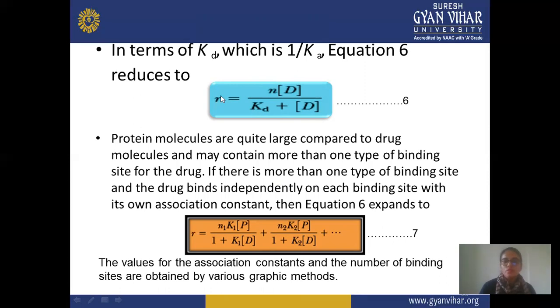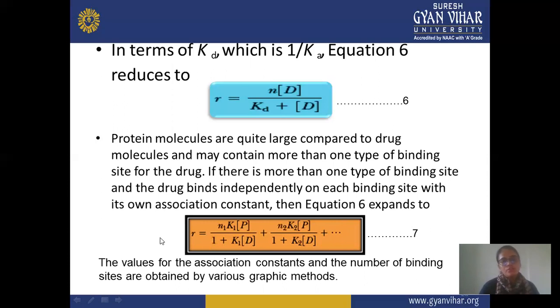If there is more than one type of binding site and the drug binds independently on each binding site with its own association constant, then this sixth equation may be expanded into the seventh equation, and you can write it like this: R is equal to n1 K1 into D divided by 1 plus K1 into D, plus n2 K2 into D divided by 1 plus K2 into D, and so on for the number of binding sites of drug to protein.